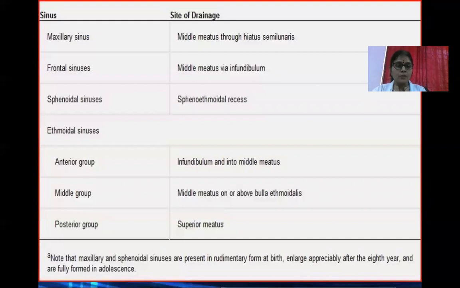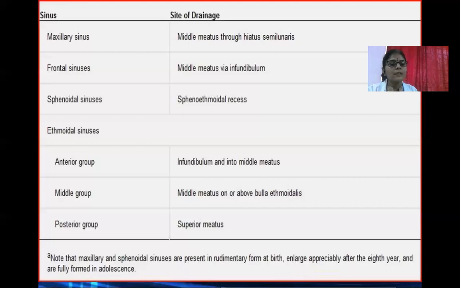So just a slide showing you the drainage of respective sinuses. Your maxillary sinus will drain into the middle meatus through the hiatus semilunaris. Frontal sinuses drain into the middle meatus via the infundibulum, and sphenoid sinuses drain to the sphenoethmoidal recess. Whereas ethmoidal sinuses have anterior, middle, and posterior groups. The anterior group drains into the infundibulum of the middle meatus, the middle group into the middle meatus on or above the bulla ethmoidalis, and the posterior group drains into the superior meatus.